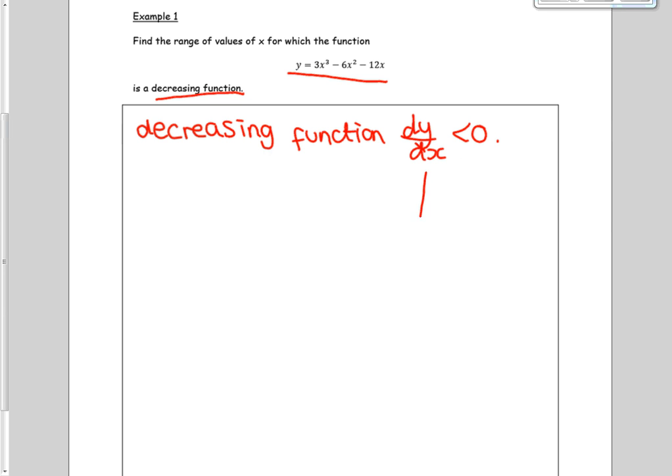So if we had to look at this graph, this is a basic sketch of the graph for y equals 3x cubed minus 6x squared minus 12x. So we're wanting where it's a decreasing function. So that means that we're finding this section here where the gradient of the curve is decreasing. So the first thing that we need to do is find dy by dx.